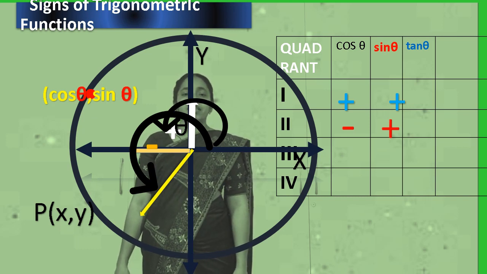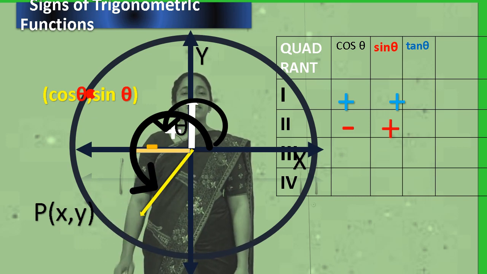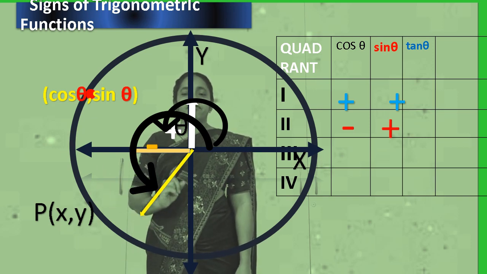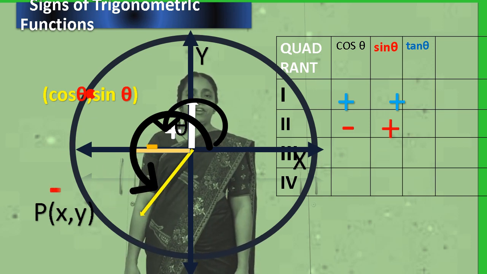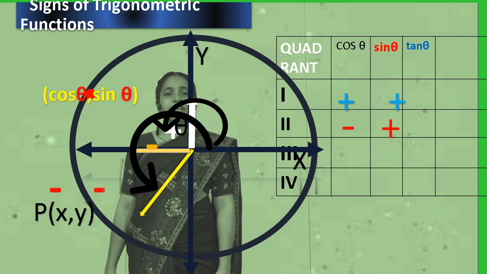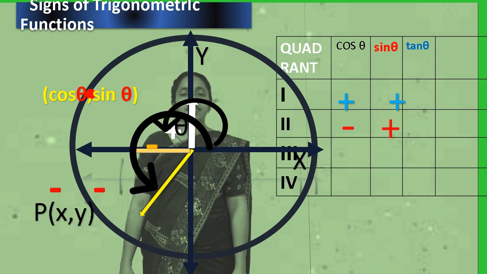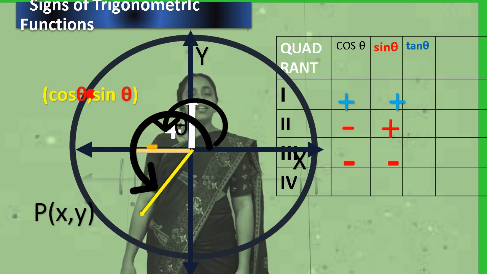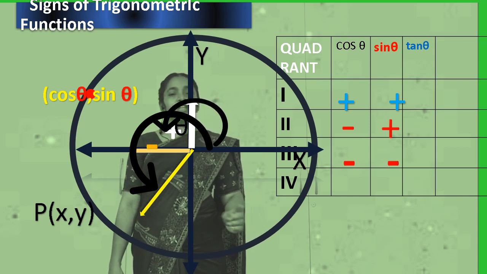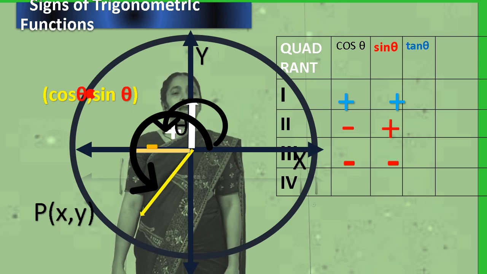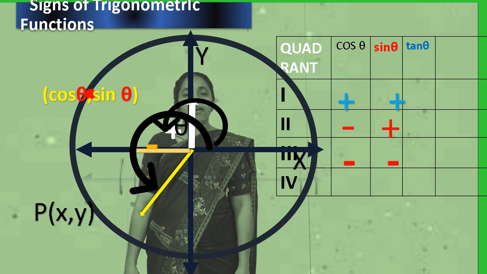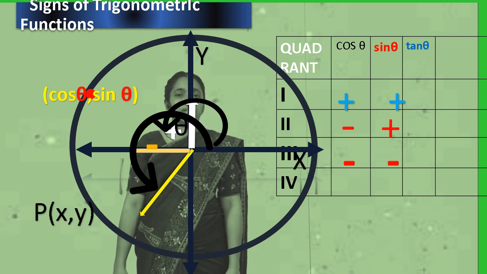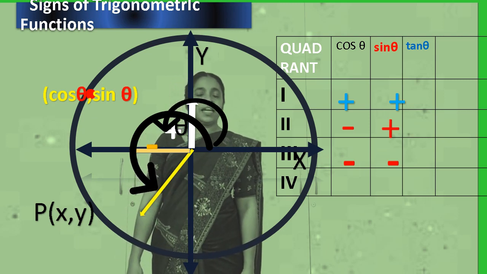Then what about the sign of cos theta, sin theta? X is negative, y is negative. So cos theta is negative, sin theta is negative, and theta in the third quadrant. Let us tabulate that. And similarly, for the fourth quadrant, if P x, y is a point on the circle, you can again think about x, y in terms of cos theta, sin theta.